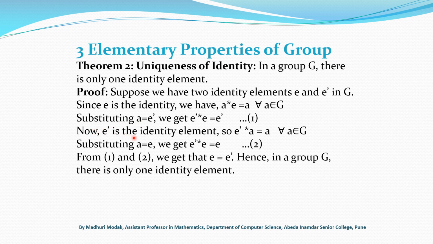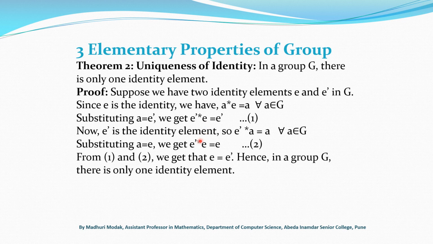Now, E dash is also an identity element in group G. So, by the definition of identity element, we get A star E dash is equal to E dash star A is equal to A for all A in G. But we have written only the second part of that definition, that is E dash star A is A, which is required in this case. As this is true for all elements A in G, it is true for A equal to E also. So replacing A by E, we get E dash star E is equal to E.